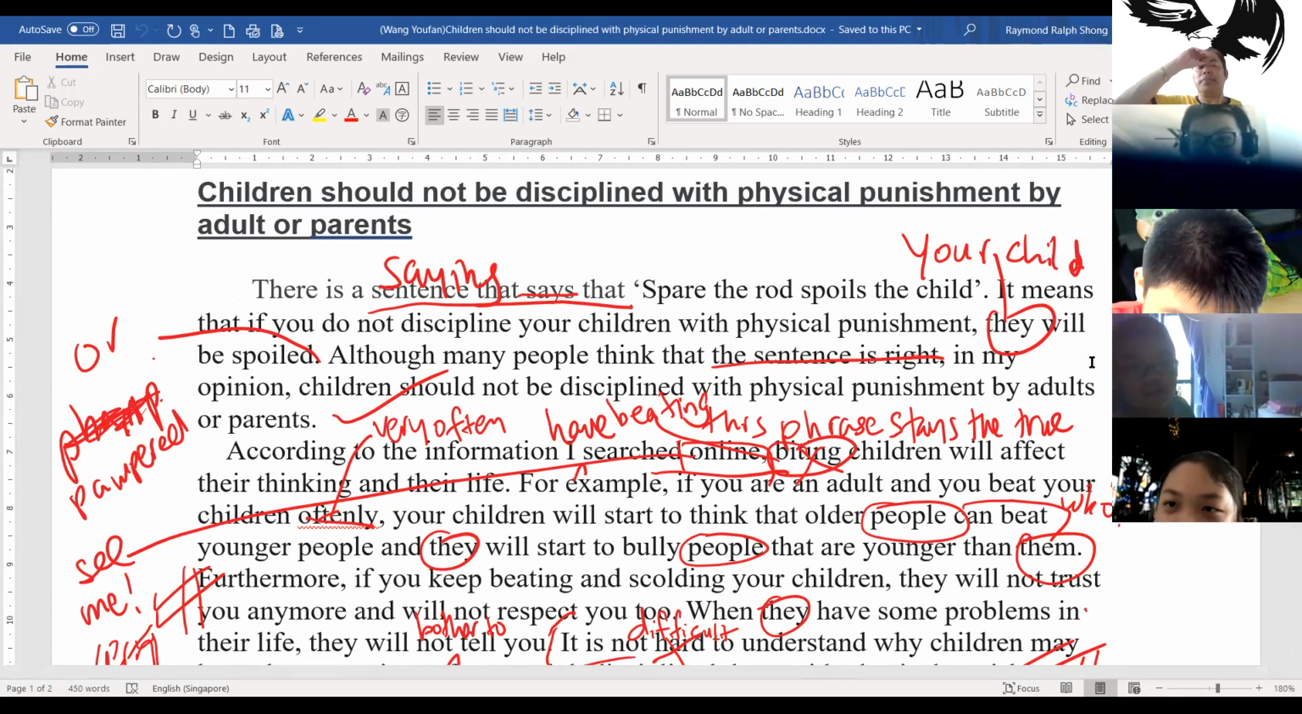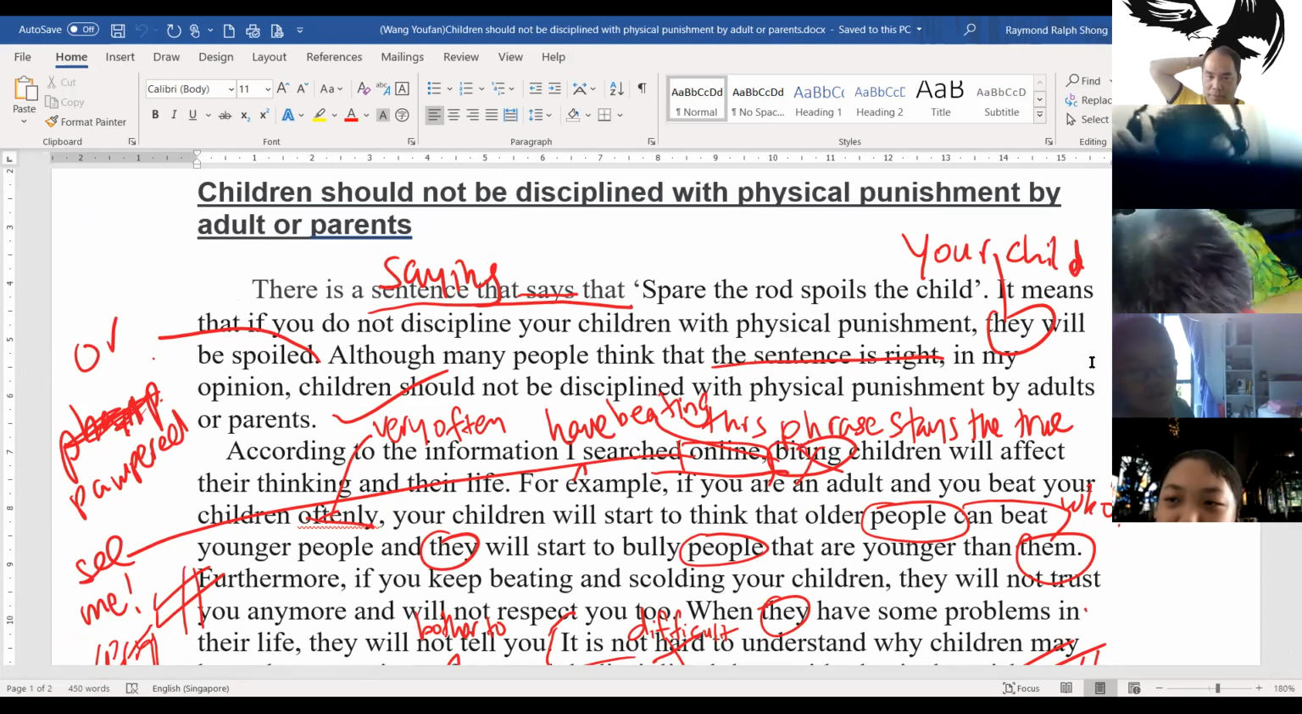Carry on. Although many people think that the sentence is right, in my opinion, children should not be disciplined with physical punishment by adults or parents.